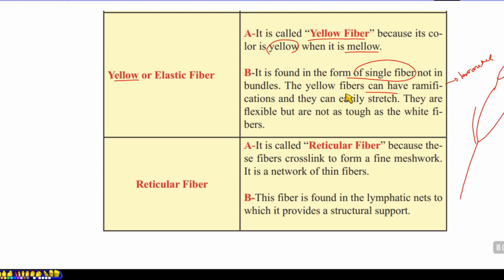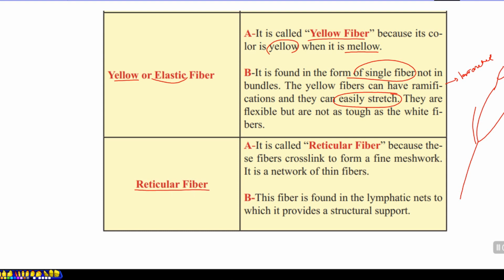Yellow fibers can easily stretch, meaning they can expand, because of their elasticity. They are flexible but not as tough as white fibers. So in that comparison, we can say the white fibers make bundles, yellow fibers do not make bundles. White fibers are not branched, yellow fibers are branched. White fibers cannot expand, but yellow fibers can expand. And collagenous fibers are white in color, but elastic fibers are yellow in color.